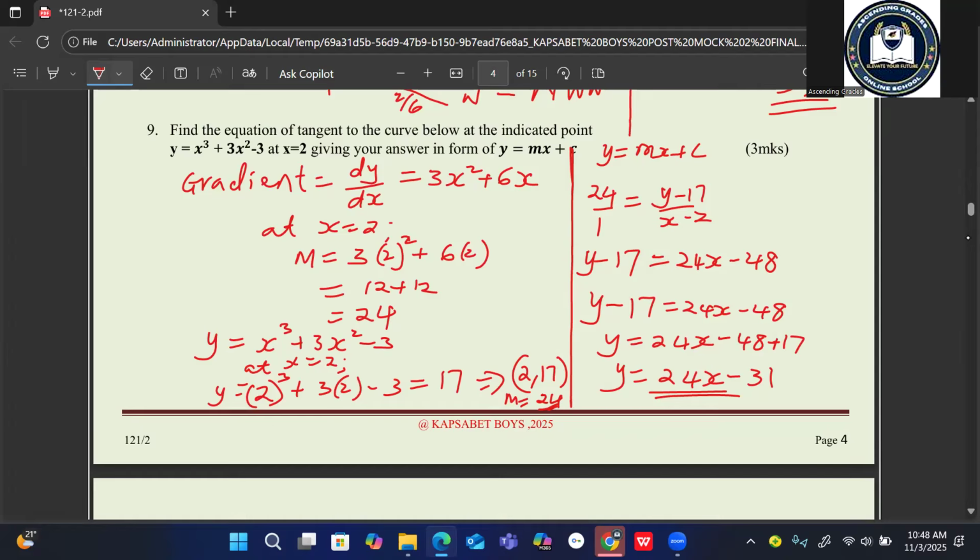So that is 3 marks. So we can go to the next one. That is number 10.